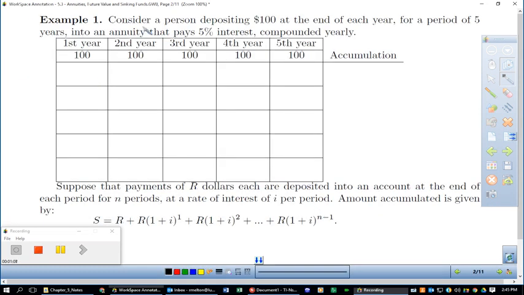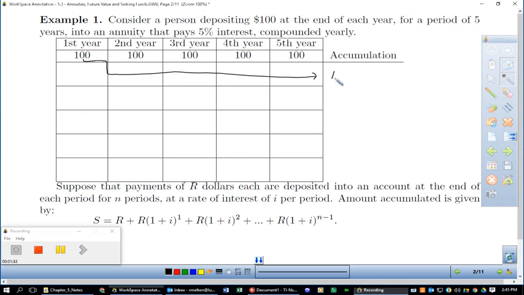All right, so example 1, consider a person depositing $100 at the end of each year for a period of 5 years into an annuity that pays 5% interest, compounded yearly. All right, so the thing I really want to point out, we're not actually going to find the answer to this, is that the first year, it's at the end of that first year. So that $100 you put in the first year, you don't get interest on it for the first year. You get interest for the rest of those 4 years.